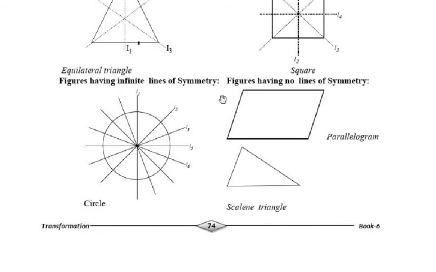Next you can see figures having infinite lines of symmetry. Now whenever the question asks which figure has infinite lines of symmetry, you have to say it's a circle, because a circle can be divided at any part.